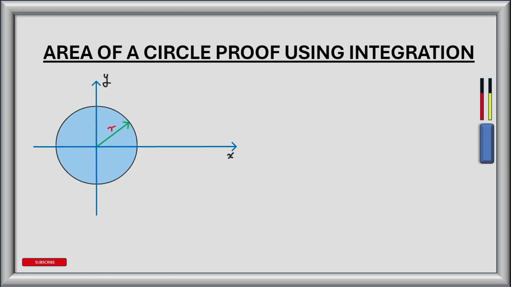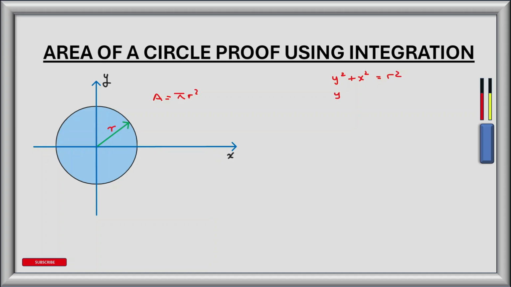Now we know that the area of a circle denoted by A is equal to pi r squared. How do we prove that this is true? We're going to try and prove this using integration. So let's start with the equation of a circle, which is y squared plus x squared equal to r squared. Let's rearrange this equation to get it in terms of y.